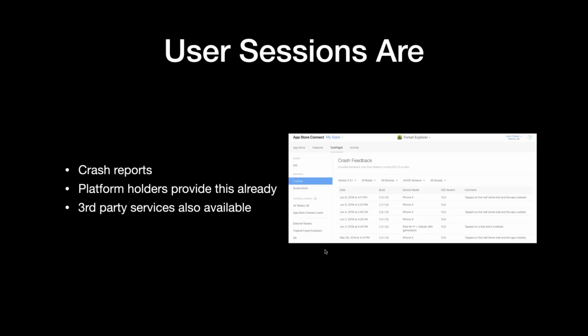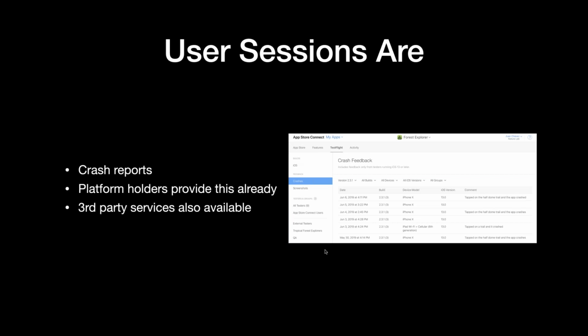So right now, today, we probably think of user sessions mostly as those crash reports that you're getting. And fortunately, both platform holders, Apple and Android, Google, both provide really good out-of-the-box crash reporting. This is iTunes Connect. iTunes Connect will slice and dice your crashes from your app any way you want. You can look at them all. You can see which ones are important, which ones aren't.